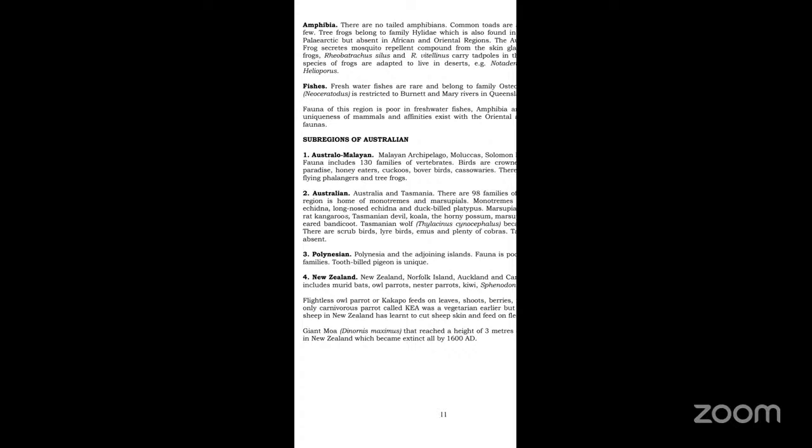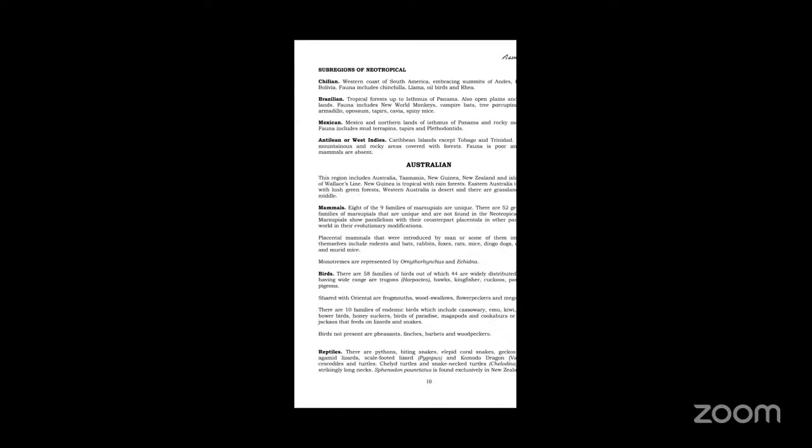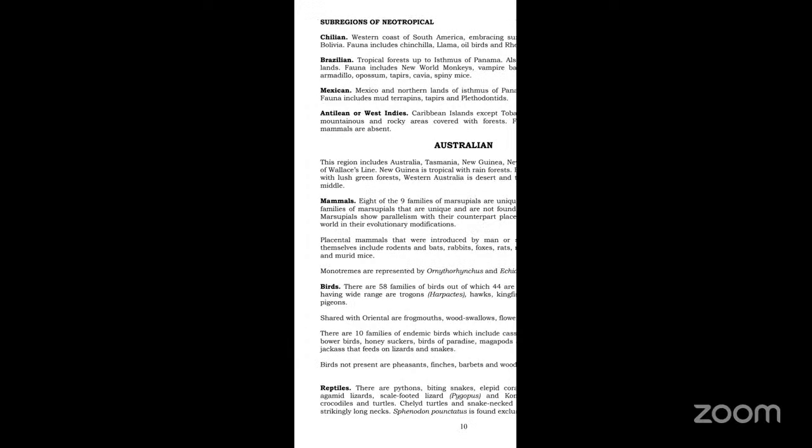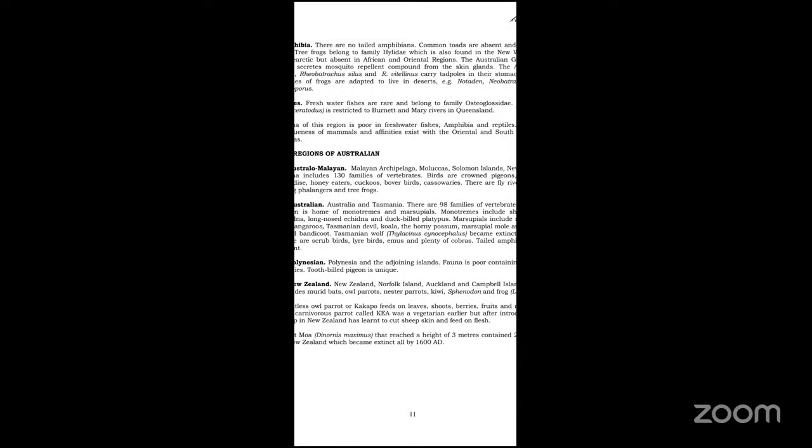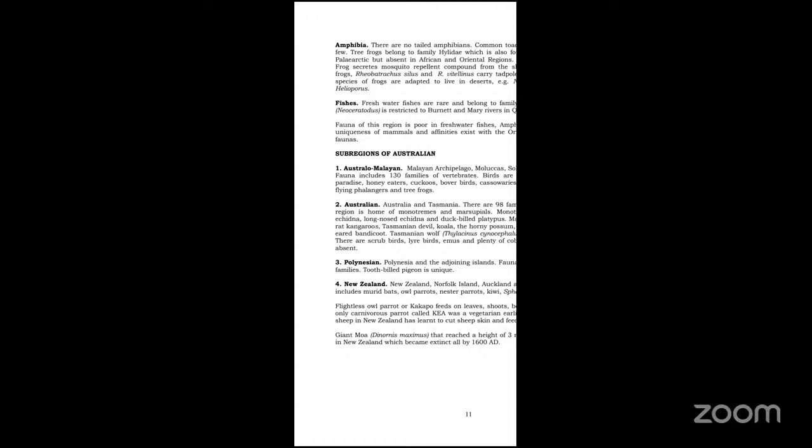Next is Polynesia. It includes Polynesia and adjoining islands. The fauna is very, very poor, containing only 53 families. You have the tooth-billed pigeon, which is unique in this. The next is New Zealand.